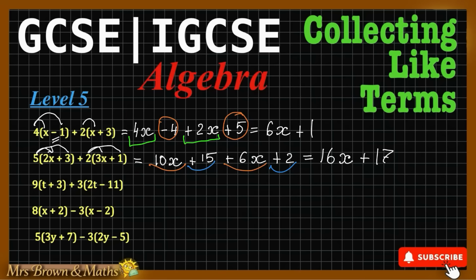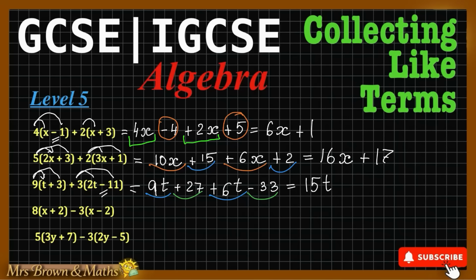Third question. 9 brackets t plus 3 plus 3 brackets 2t minus 11. First of all, we expand brackets. 9t plus 27 plus 6t minus 33. So after simplifying, the final answer is 15t minus 6.